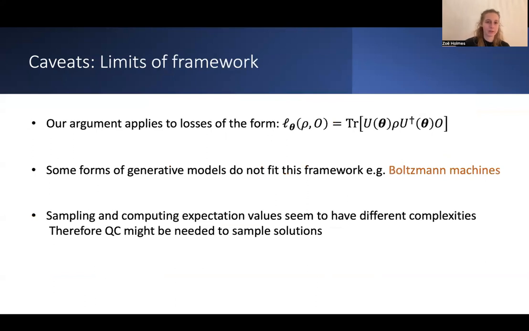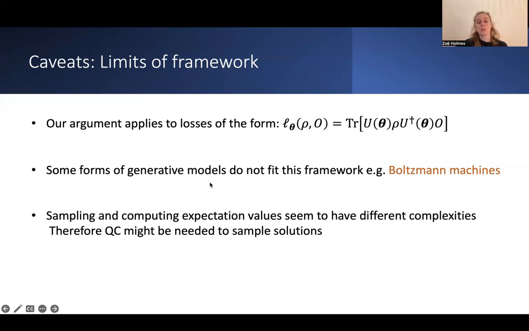Okay, that's caveat one. Caveat number two is that our argument applies to losses of this form: initial state evolved under some unitary and then some observable. It also applies to simple generalizations of this, where we sum over different initial states and different observables, or if we do classical post-processing of this. But some forms of generative models do not fit in this framework. For example, Boltzmann machines. Also, sampling and computing expectation values seem to have different complexities.